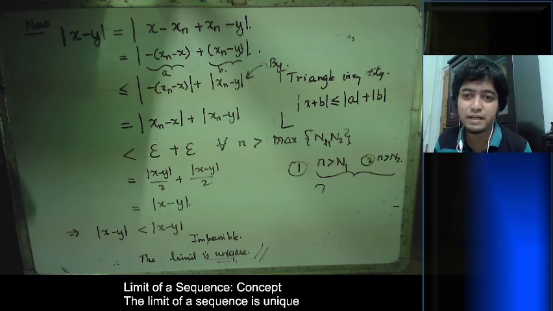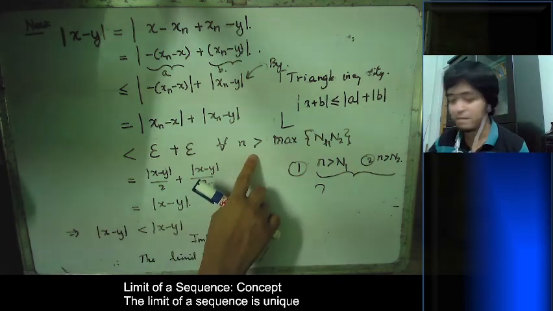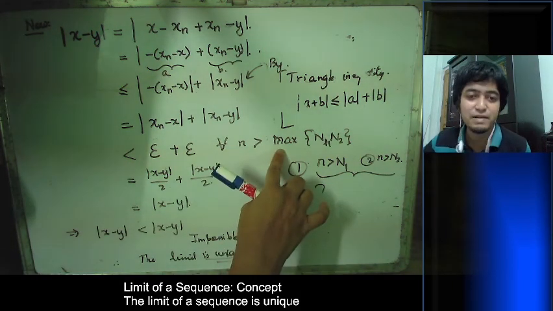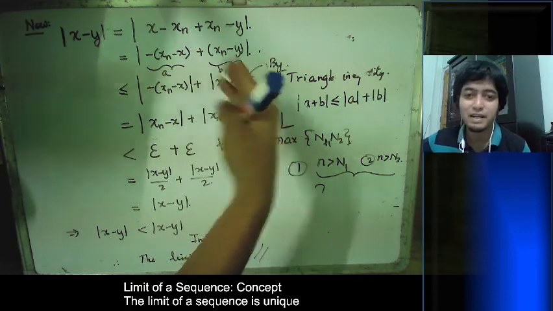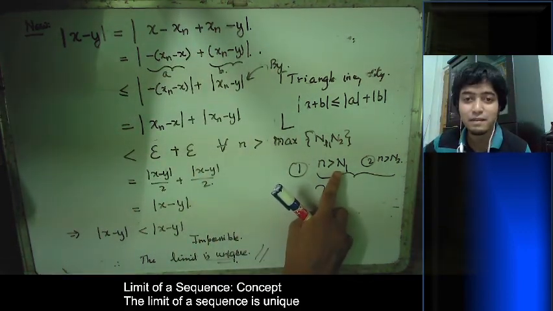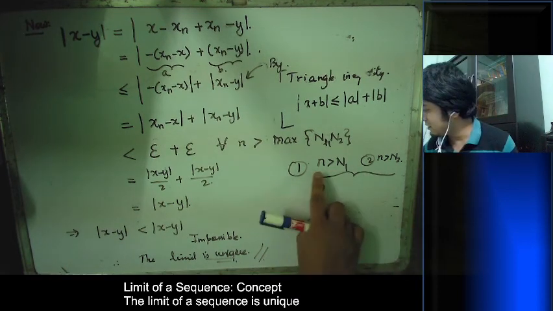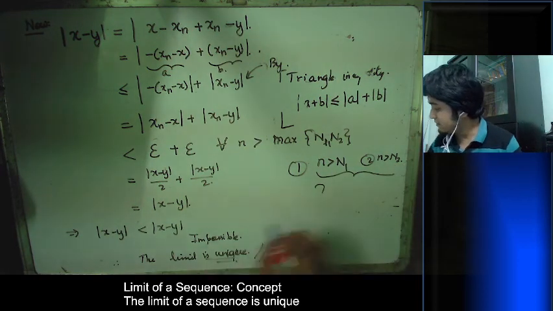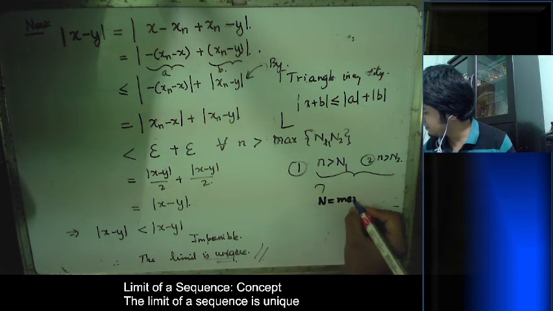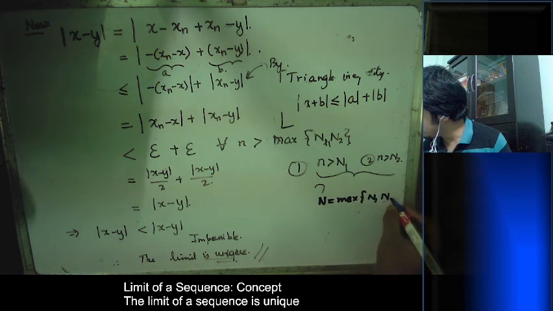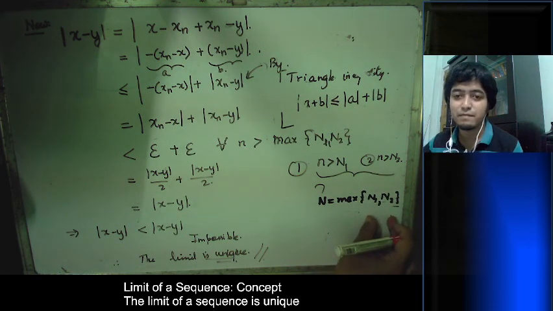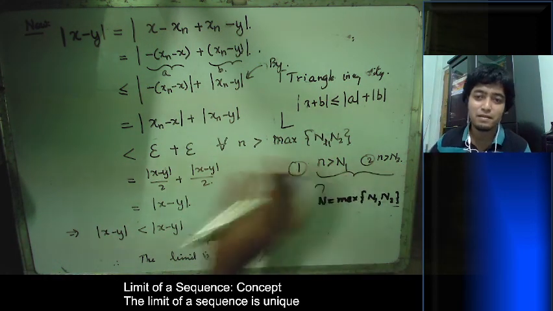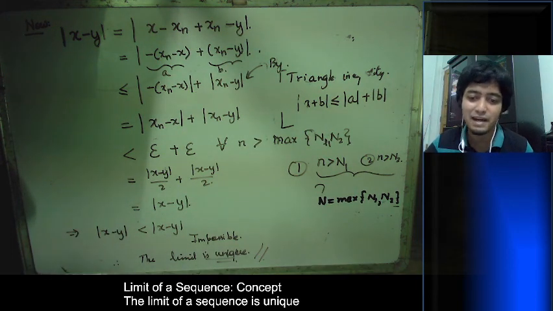The main idea over here is that you should take the maximum. This actually works in most of the cases where you have to take the maximum, because the first one works when n is greater than n1, and the second one works for n greater than n2. So if you take n to be the maximum of n1 and n2, the bigger one, then it will work for both. I hope you are getting the idea. Until next time.